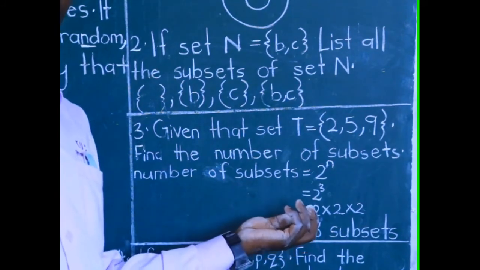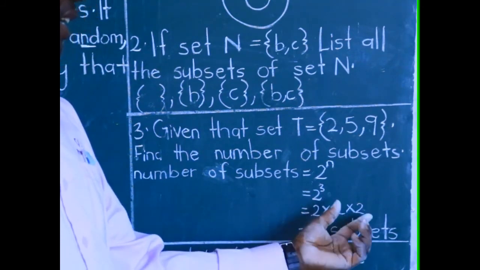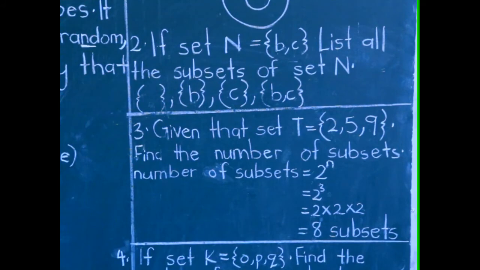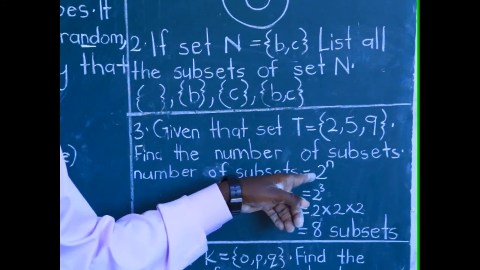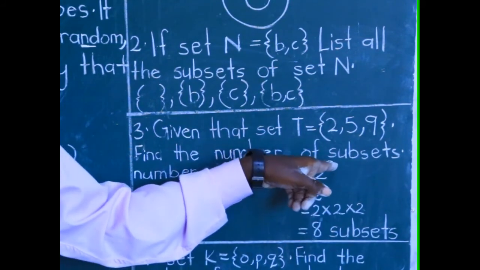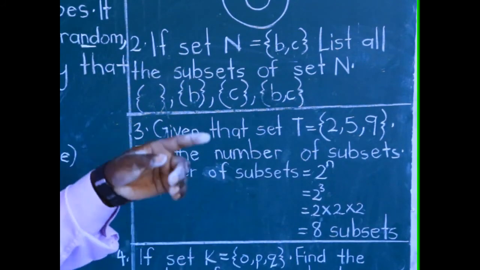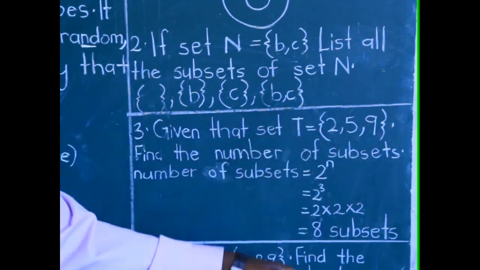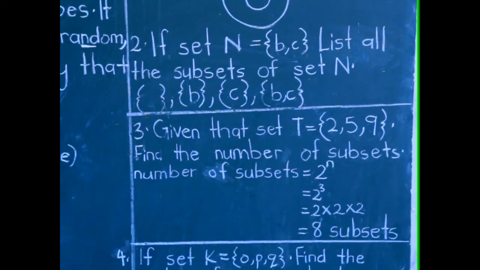I know you have the tables in your head. That is 2 times 2 is 4. That 4 I've got here. Times 2 you get 8. So there are 8 subsets that can be got from set T with 3 members. I repeat, number of subsets by the formula equals 2 index n, where n means the number of elements in a given set. Which given set this time is T, and how many elements are there? 1, 2, 3. So where n is, replace it with 3, and then expand.